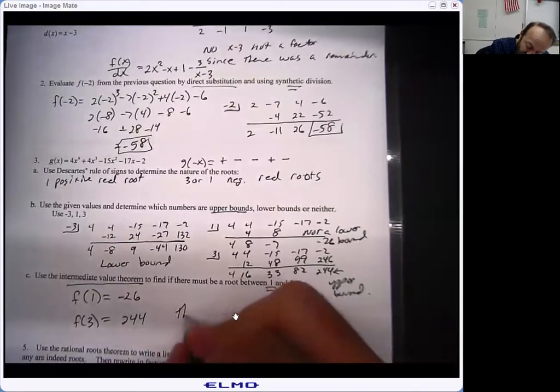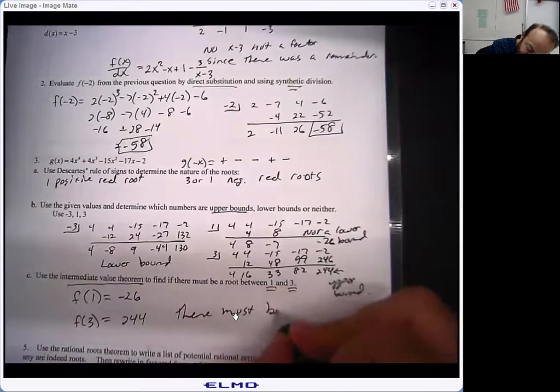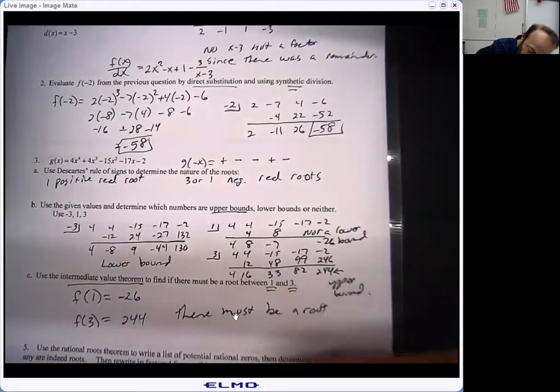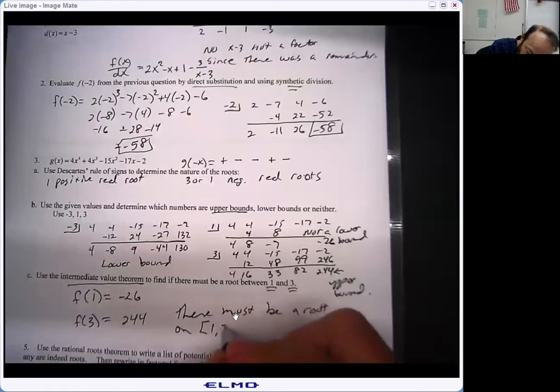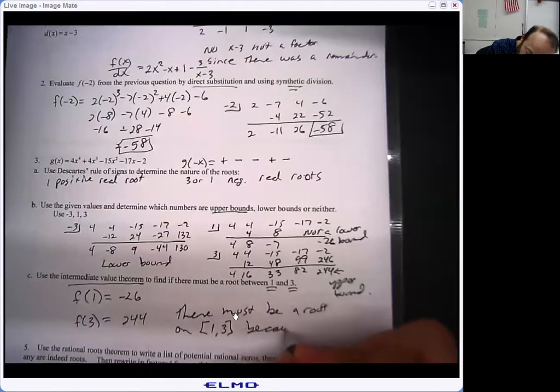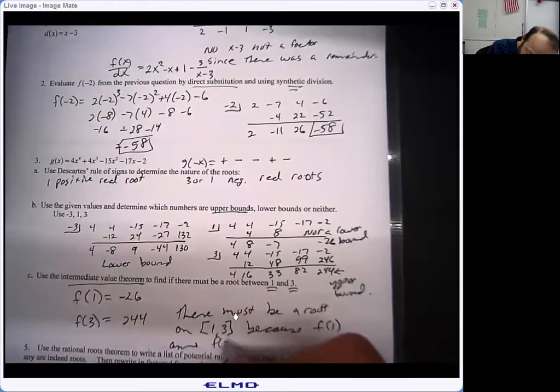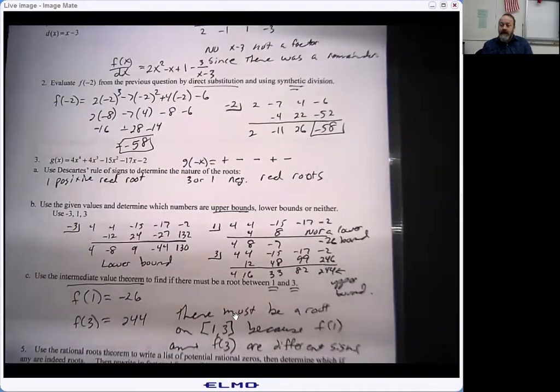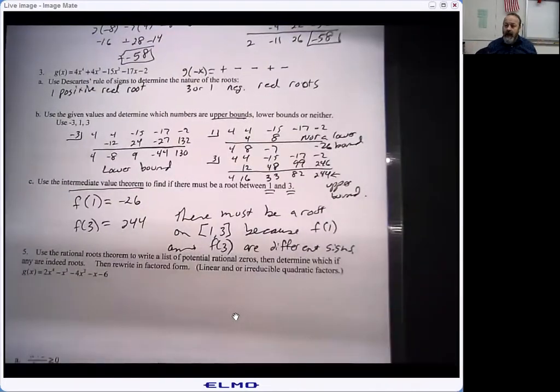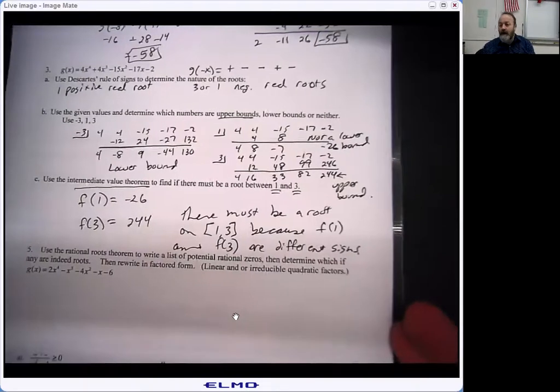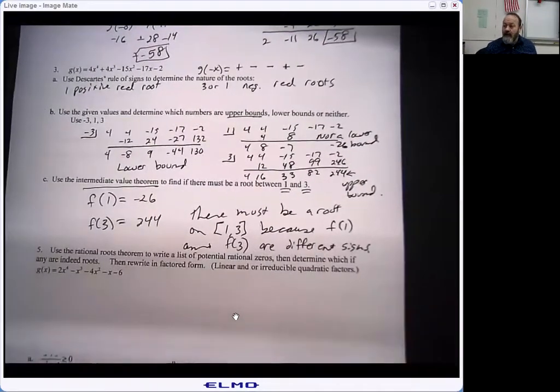So we could say there must be a root on the interval 1 to 3 because f of 1 and f of 3 are different signs. And that's pretty simple, because if you go from negative to positive or positive to negative in a nice, smooth, continuous function, which all polynomials are, you had to pass through 0.